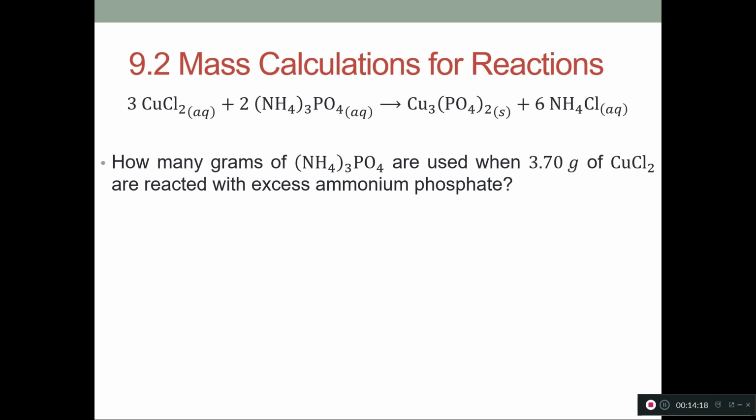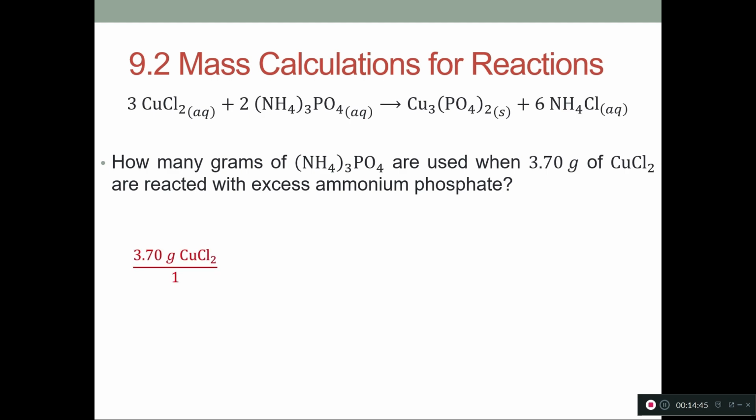But now what we can do is actually find out how many grams of the ammonium phosphate are used when 3.70 grams of the copper 2 chloride are reacted with an excess amount of ammonium phosphate. So we're saying that we have only 3.70 grams of copper 2 chloride, but we can have as much of the ammonium phosphate as we want. But we want to know how much of the ammonium phosphate will actually be reacted in this reaction.